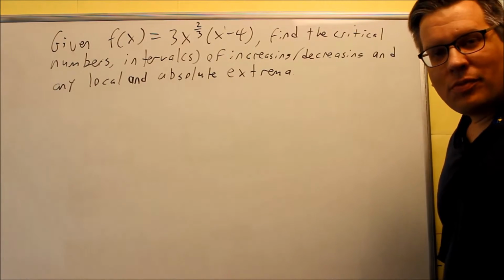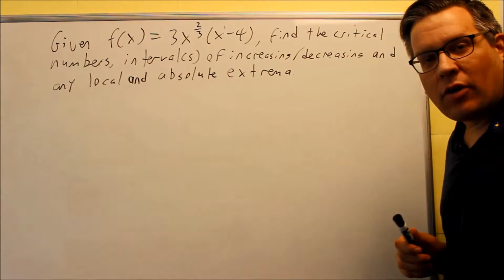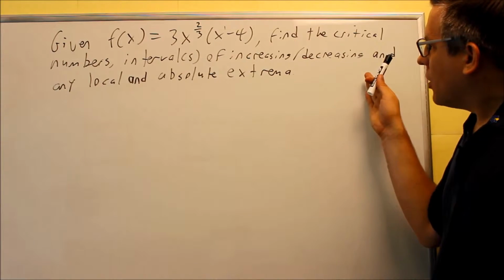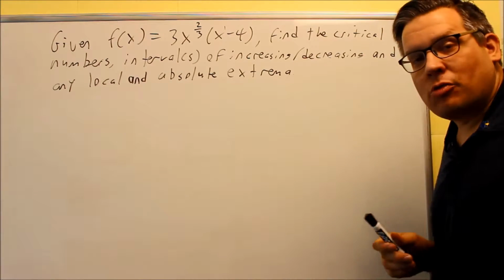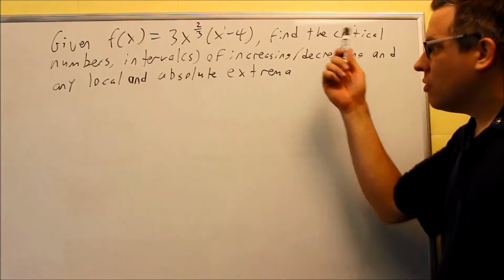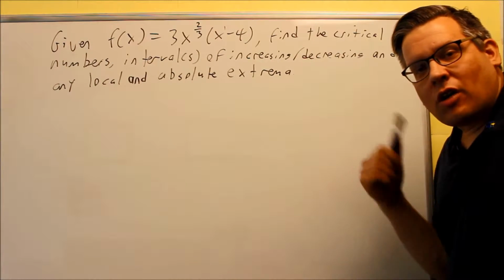Okay, let's do one more. This time we're going to do one that has a rational power. So we're going to find all this information, but this time we're going to do local, and they also want any absolute extrema if it has it. So first thing we want to do is find the critical numbers. We've got to find the derivative.